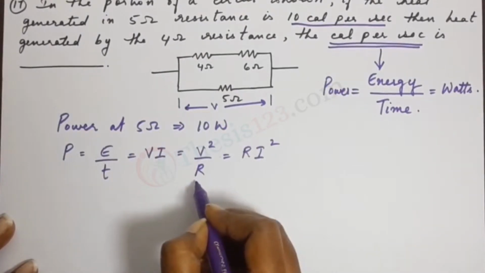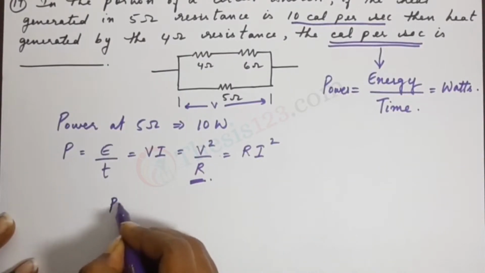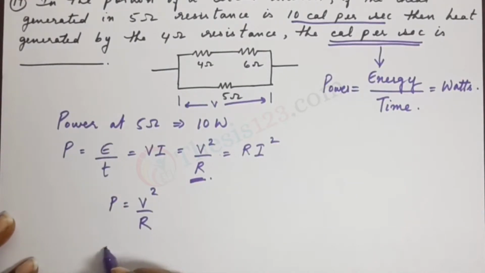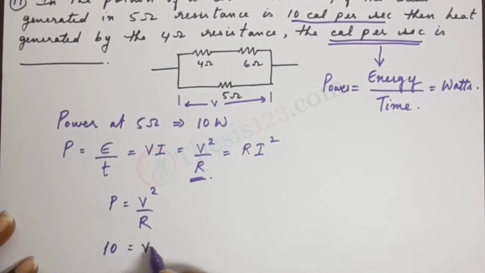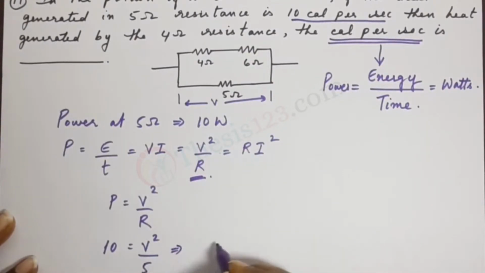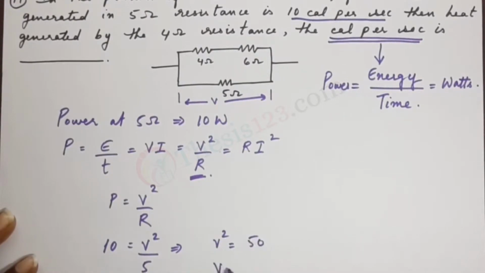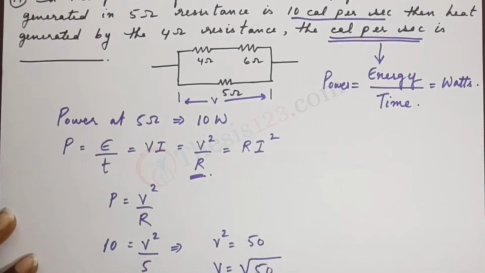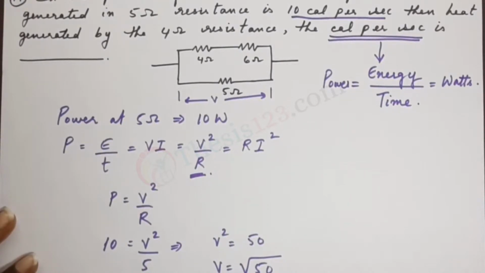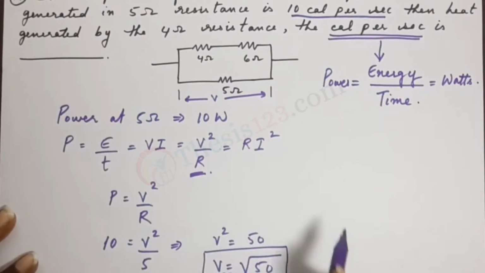Okay, so the most probable ratio is this. So power is equal to V square by R, and we know that P is 10, so 10 equals V square by the resistor, which is 5. That implies that V square is 50 and V is root 50. Now note that this voltage is across the 5 ohm resistor. Let's keep this in mind now.